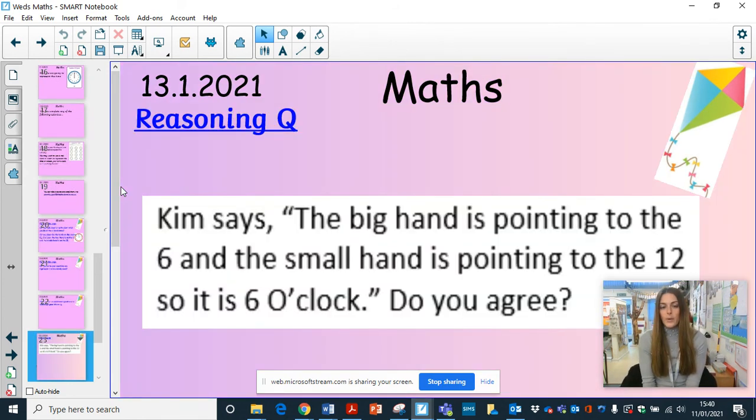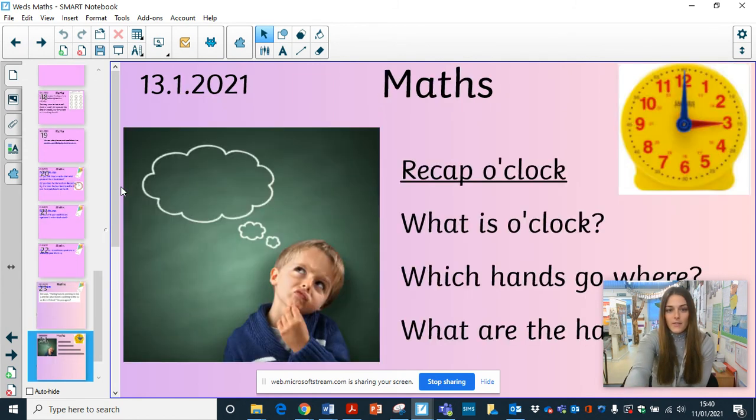Here is a reasoning question for you. Kim says the big hand is pointing to the 6 and the small hand is pointing to the 12. So it is 6 o'clock. Do you agree? Yes or no, and then can you explain your thinking? Okay, I'll leave that to you.